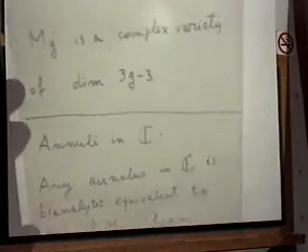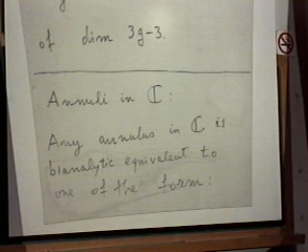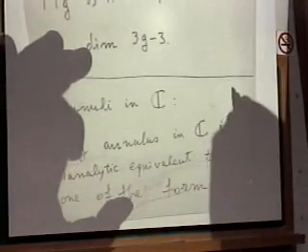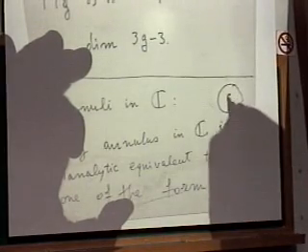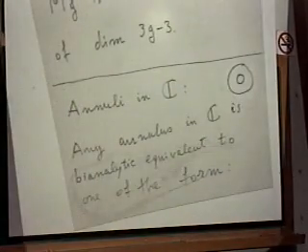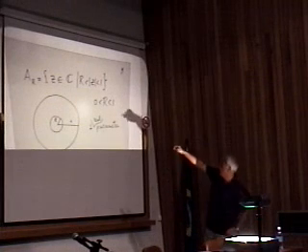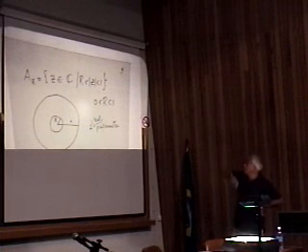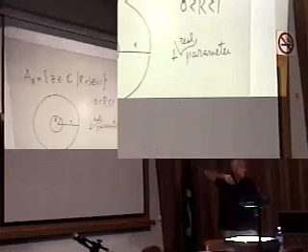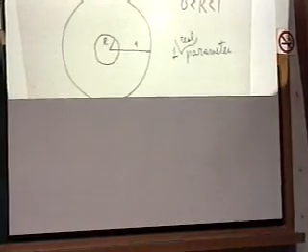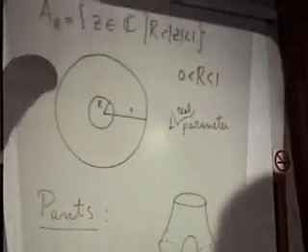It's not difficult. Let's look, first of all, at the case of annuli in C. So an annulus is just, okay, it's an annulus. This annulus has one parameter. You can fix one of the circles to be 1, and the other one R. R is the parameter for the annulus. So two annuli are analytically equivalent if and only if R is the same.